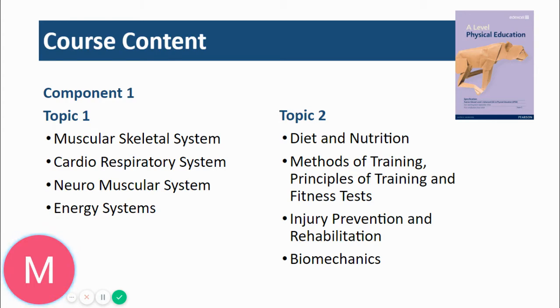Again, in Topic 2, there'll be some familiar topics, such as methods of training and fitness testing, but you learn about new methods, such as altitude training, as well as more specific fitness tests. There are about 16 different ones for you to know. You will also look at things like diet and sports supplements, as well as rehabilitation and treatment for injuries.